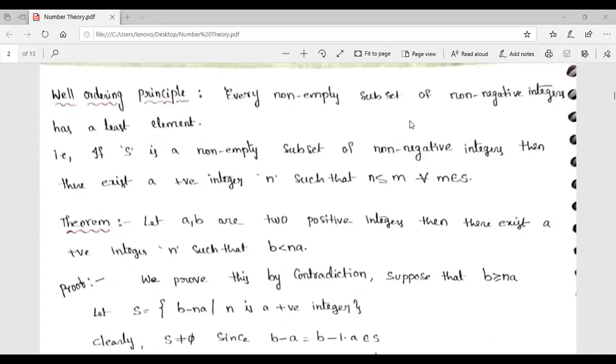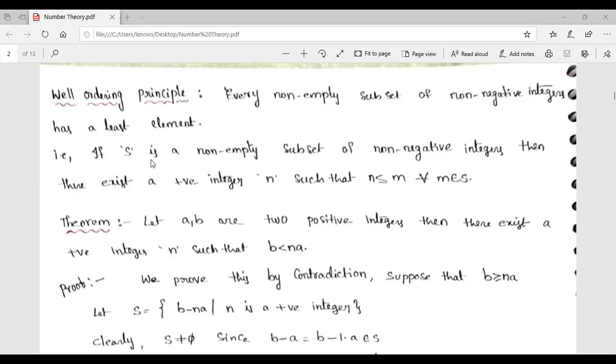Every non-empty subset. Non-empty subset means that the set contains an element. Okay, non-empty subset of the non-negative integer set. So here the given set is non-negative integers, meaning positive integers. So consider a subset of the positive integers, a set. Every non-empty subset of non-negative integers has a least element. A subset of positive integers has a least element. That is called well ordering principle.